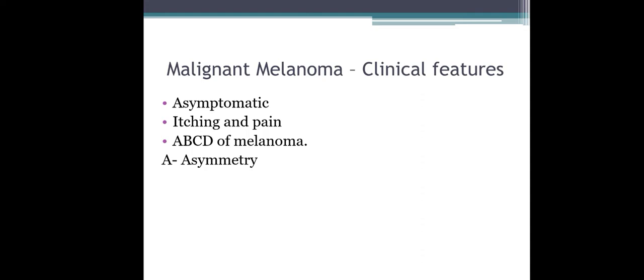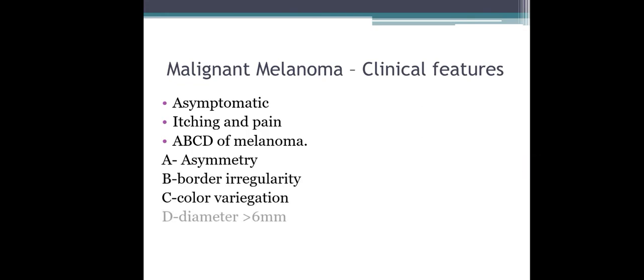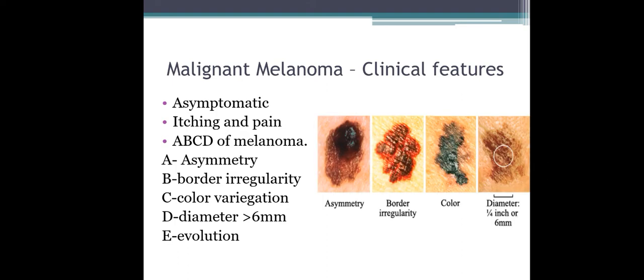A is asymmetry of the tumor. Second, B is the border irregularity. C for color variegation. D for diameter, increased diameter. And E is for the evolution. So what are all these things? You can see here from the picture. First one is you can see the asymmetry of the blackish lesion. It is not having a symmetry. If we draw a line through the center of this lesion, it is looking entirely different from the other half. So that is known as asymmetry.